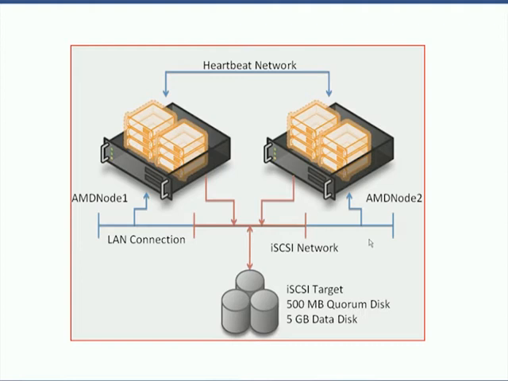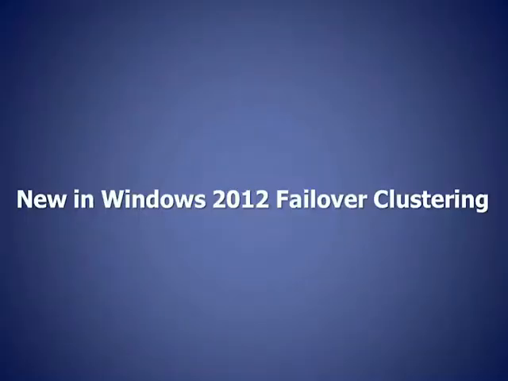Two hosts connected to shared storage. Of course, that's the most important thing. You can optionally have a separate network for iSCSI, separate network for production, and another network for heartbeat communication between the servers. Now let's move on and talk about what's new in Windows Server 2012 failover clustering.